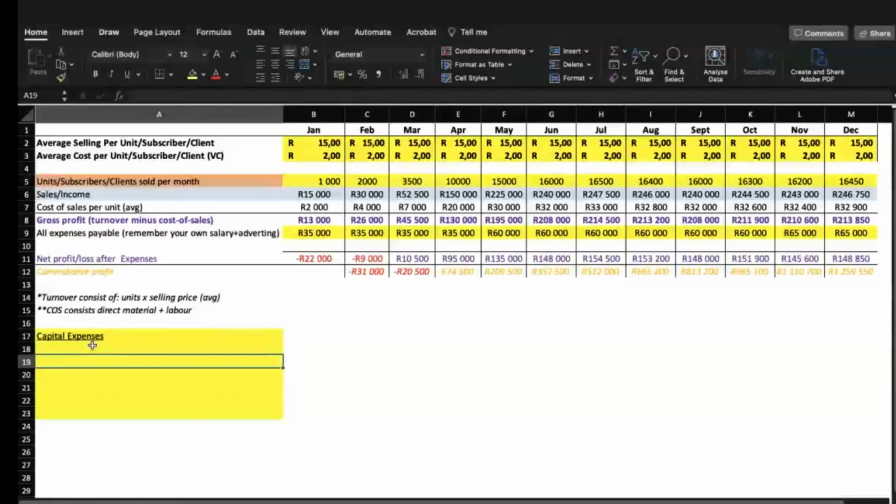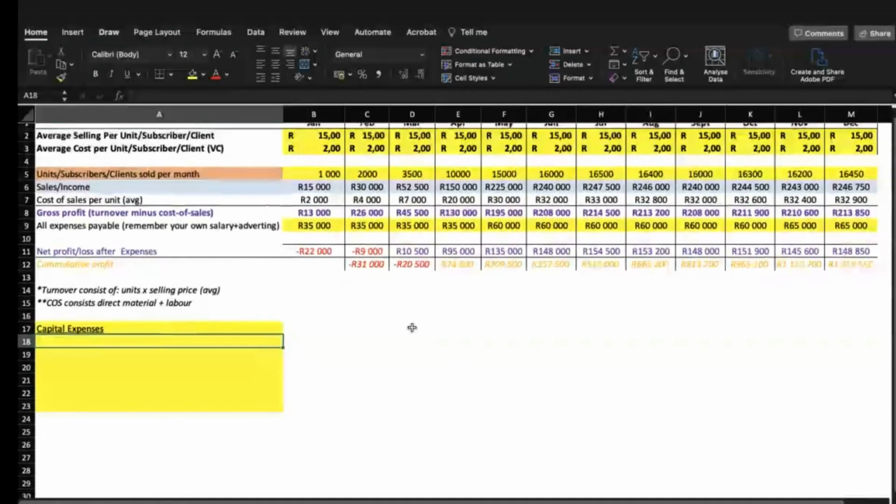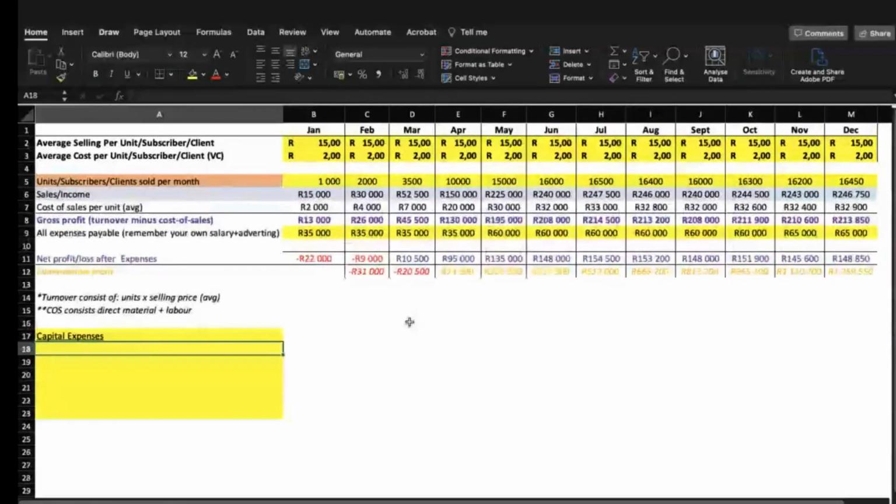And then right at the bottom, this capital expense is what we call the things that you're going to spend that 250,000 Rand on. So the capital expenses would go in there. A vehicle, possibly, computers, software, and so forth. So this is a very basic income statement that you will then include into your PE.